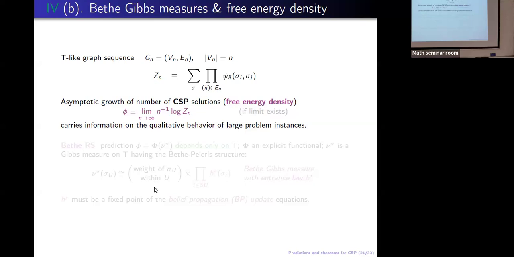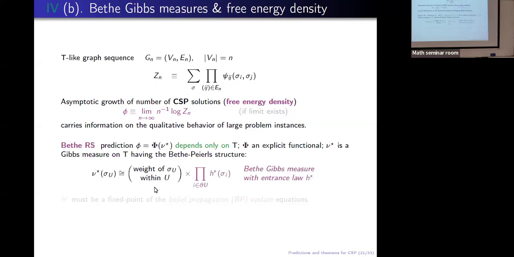You expect, since sigma has size 2 to the n, or constant to the n, you expect Cn to either be 0 or grow exponentially fast. And this will tell you what the exponent is. And this exponent, especially if you put here all sorts of parameters, also carries information on the qualitative behavior of large problem instances which are satisfied. The ones which are not satisfied, it doesn't tell us.